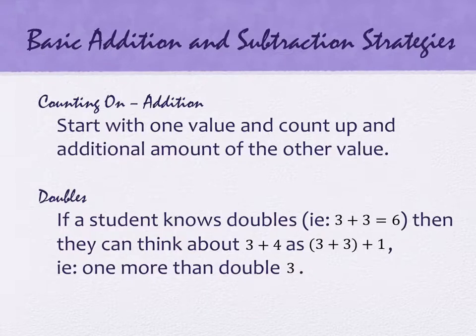So if you had something like 5 plus 3, you'd start with 5 and you'd go 6, 7, 8, right? You'd count up 3 more from the 5, and then your answer would be the answer you end at. So that's counting on strategy.